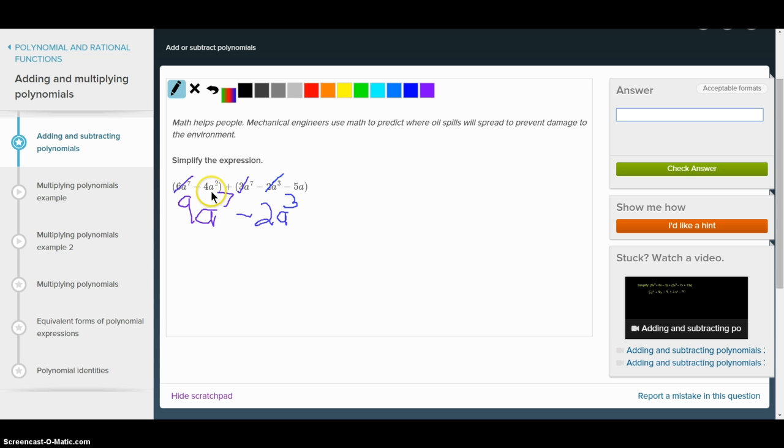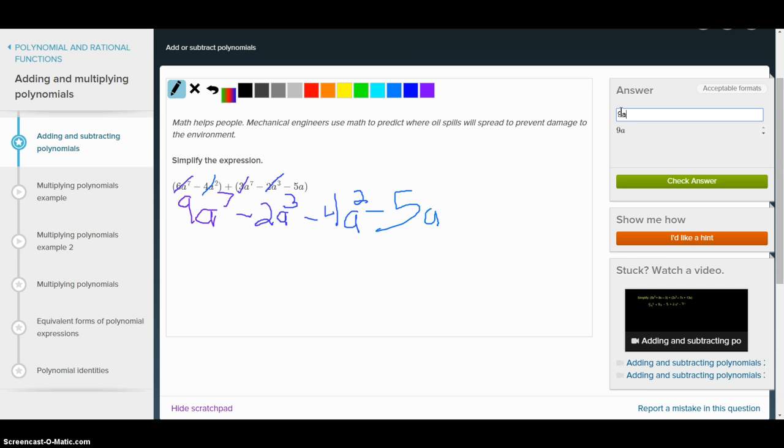Okay, on to the squares. There's no other a squared, so the only term to combine is with itself. So that's negative 4a squared, and then minus 5a. That was pretty easy.